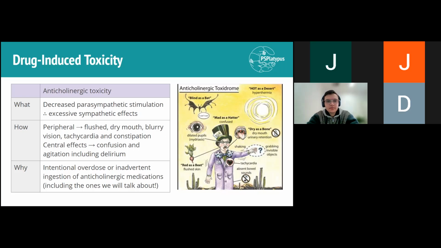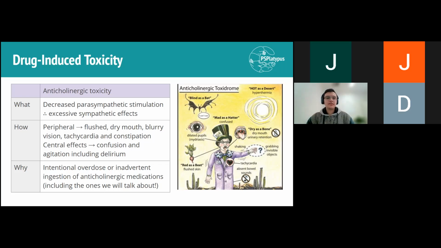If you decrease your parasympathetic stimulation, you will have too much sympathetic effect, because that branch is now going to be dominating. So think about everything we discussed for sympathetic and just times it by 10. To remember the main effects, think about your peripheral effects and your central effects. Remember what I said about M1 to M5: M1, M4, and M5 are within the CNS, and the other ones are more in your organs. That's why I've split it into peripheral and central.